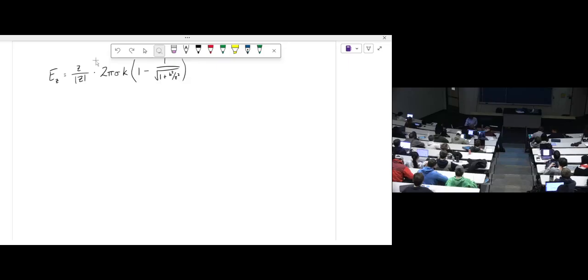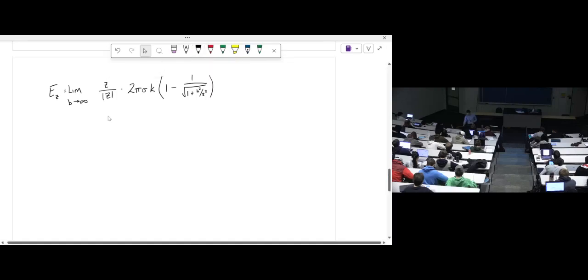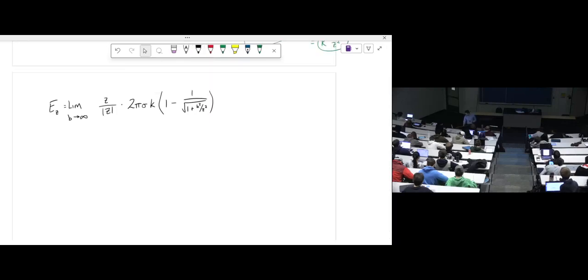We want to take the limit of this as b goes to infinity, as the radius of our circle goes to infinity. Well, fortunately for us, that's actually quite trivial to do. Why? What's the limit as it goes to infinity? Your b would cancel out, so it just would be the 2 pi times, or whatever that one is, k.